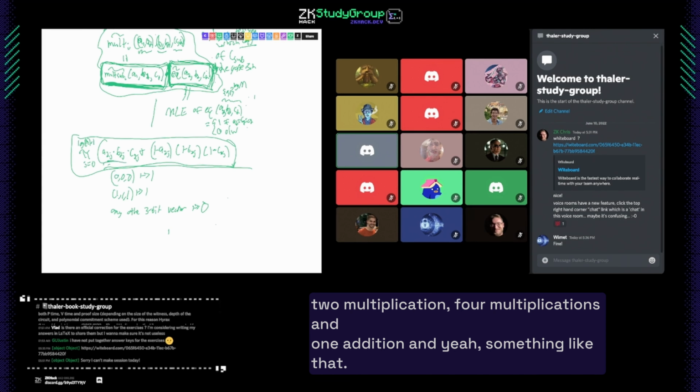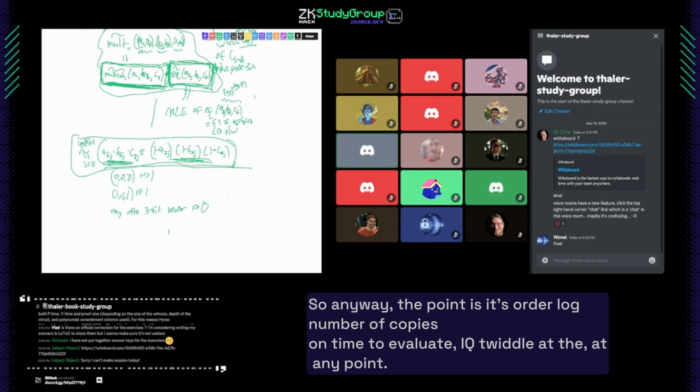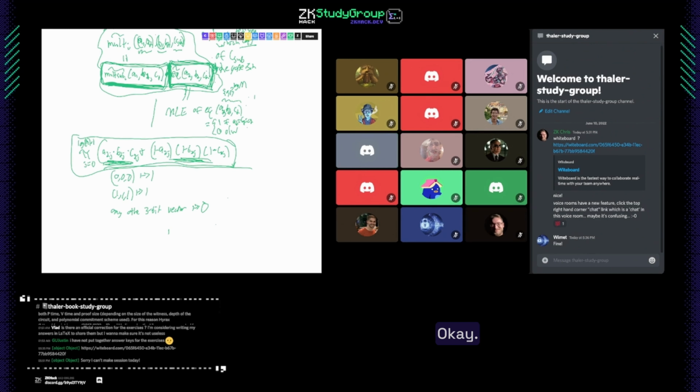it's just, what is it? 4 multiplications and 1 addition, something like that. So anyway, the point is it's order log number of copies time to evaluate EQ twiddle at any point. Okay. Did that make sense?